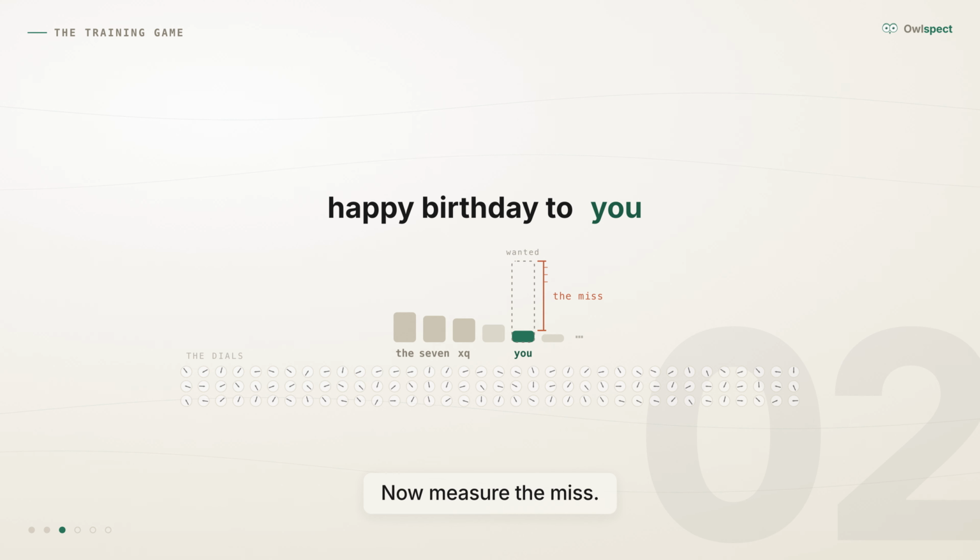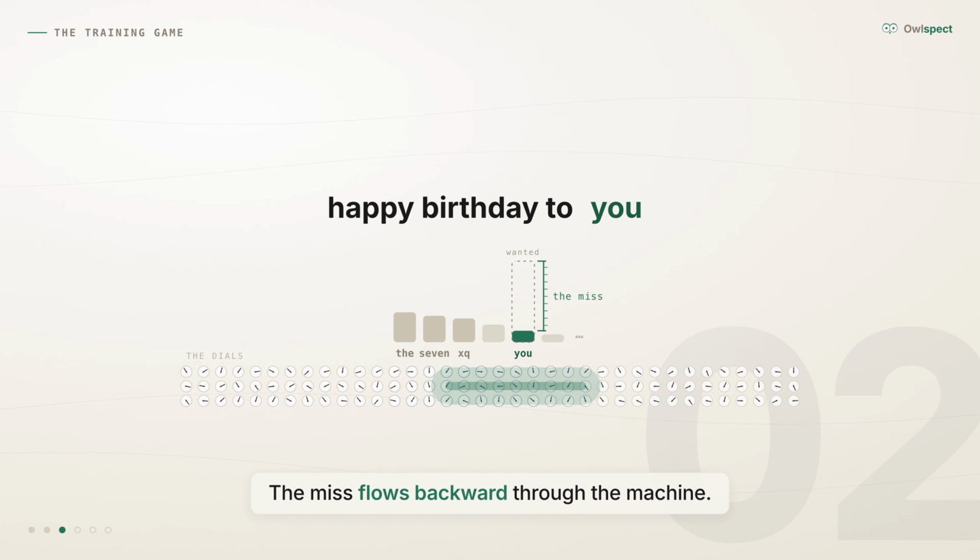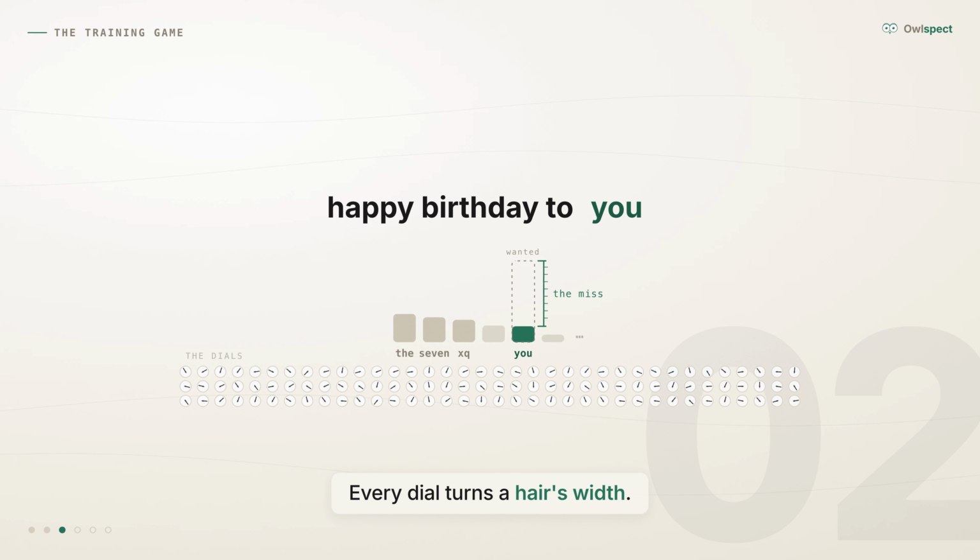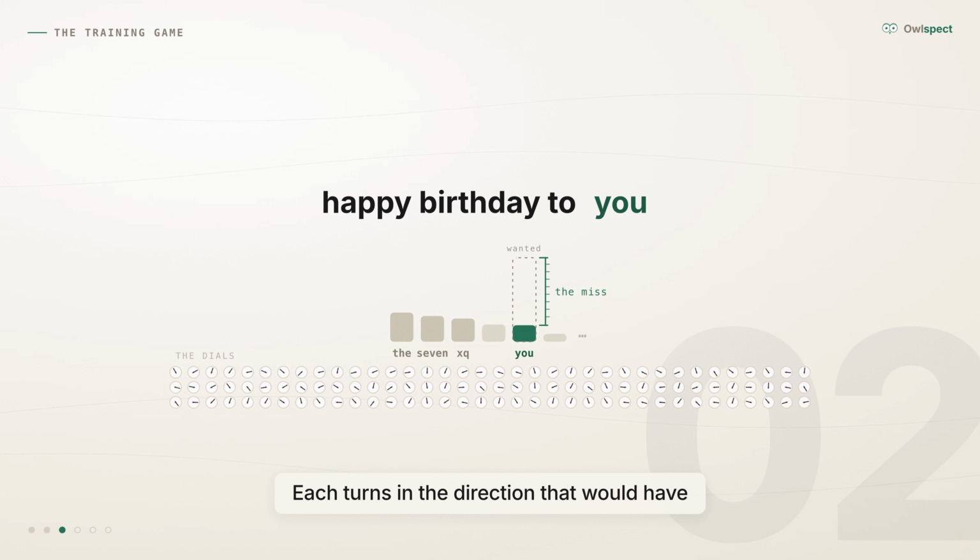Now measure the miss. The real word wanted a tall bar. How short did it fall? What happens next is the entire trick. The miss flows backward through the machine. Every dial turns a hair's width. Each turns in the direction that would have made the real word a little more likely. It isn't fixed, just a little less wrong than before.